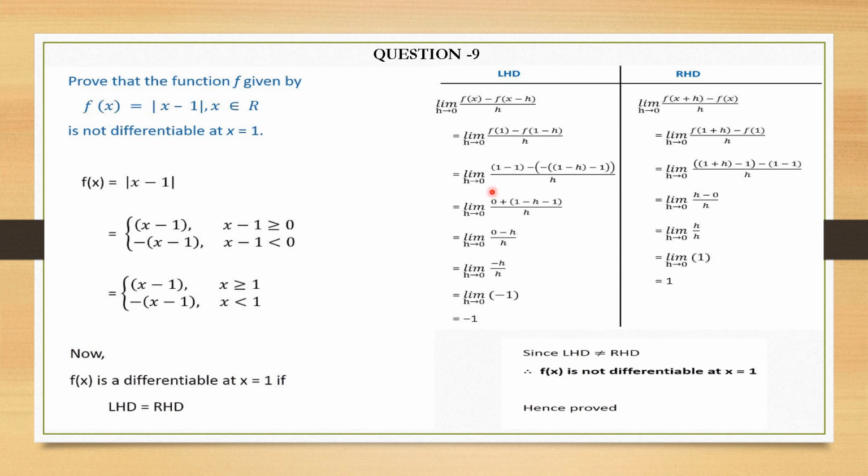Here, 1 minus 1 mod will be 0, and next will be 1 minus h minus 1, outside the mod. Outside the mod, it comes out as minus h upon h, that is minus 1. The right hand derivative is solved similarly using the definition given here. It turns out as 1, and you find that LHD is not equal to RHD. That means the function is not differentiable at 1.